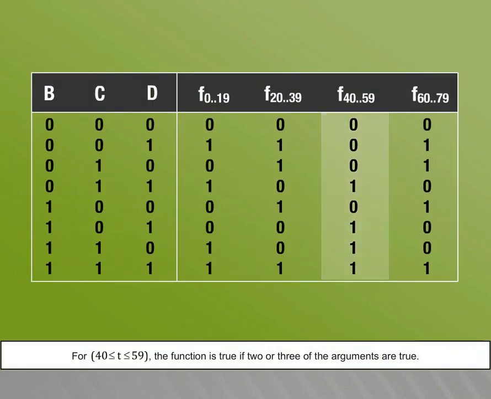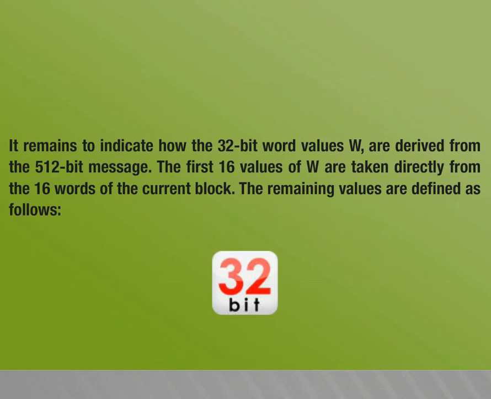For 40 ≤ t ≤ 59, the function is true if 2 or 3 of the arguments are true. It remains to indicate how the 32-bit word values W are derived from the 512-bit message. The first 16 values of W are taken directly from the 16 words of the current block. The remaining values are defined as follows.